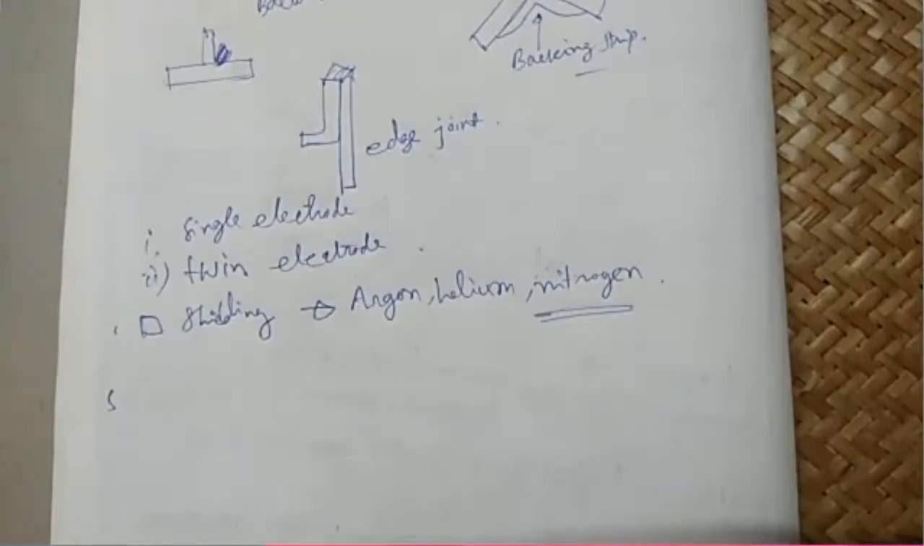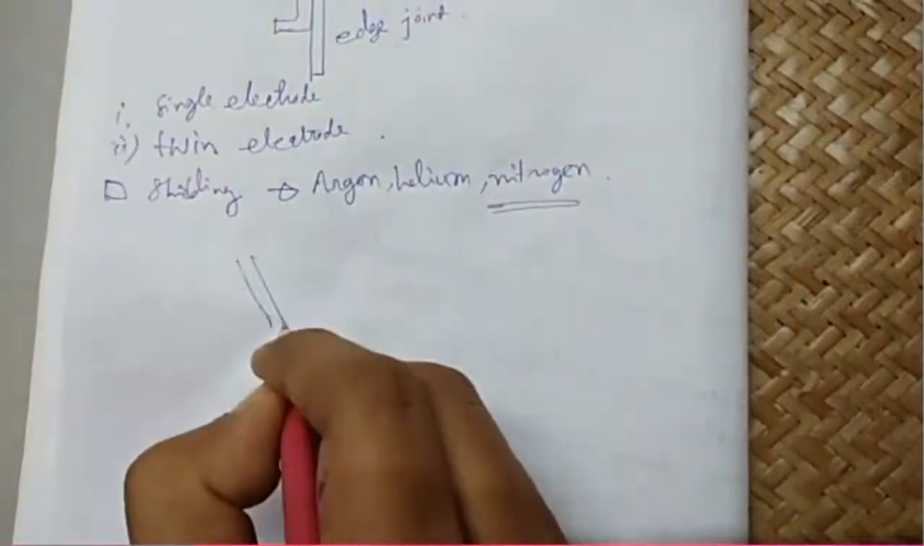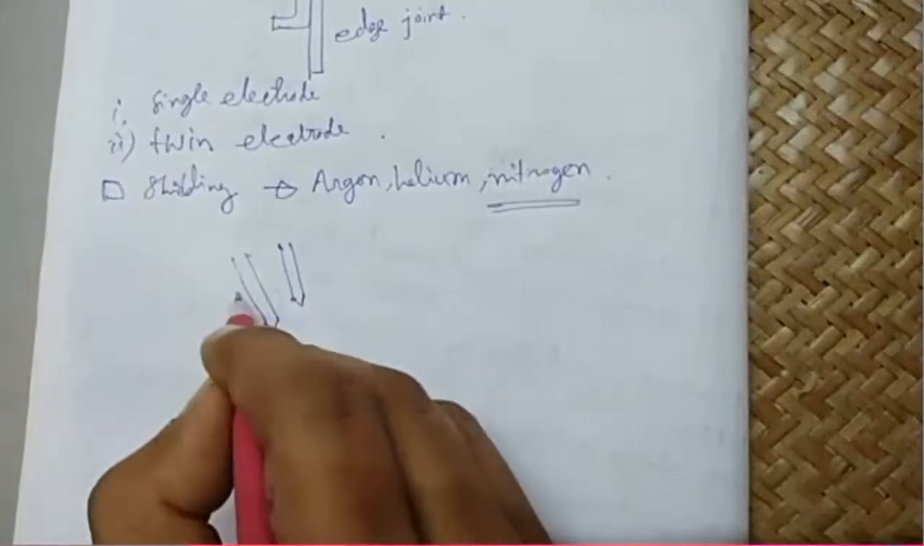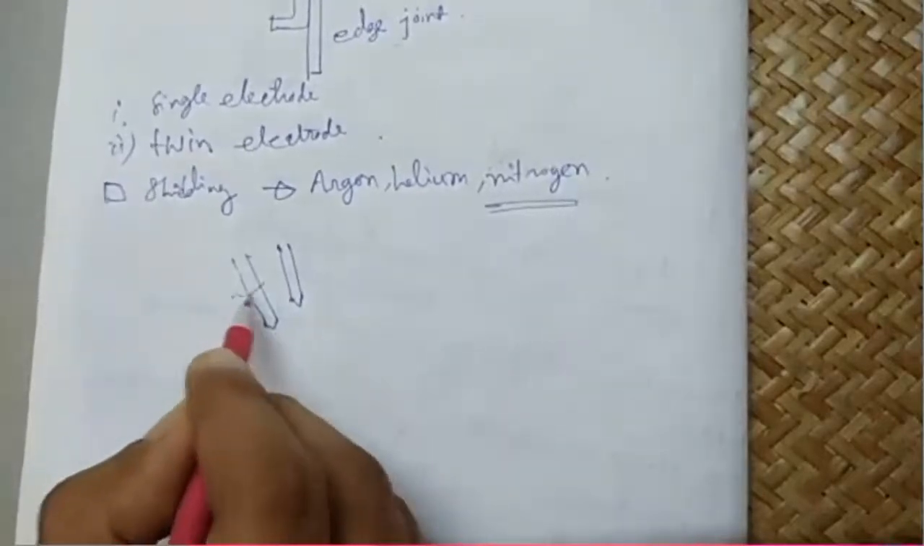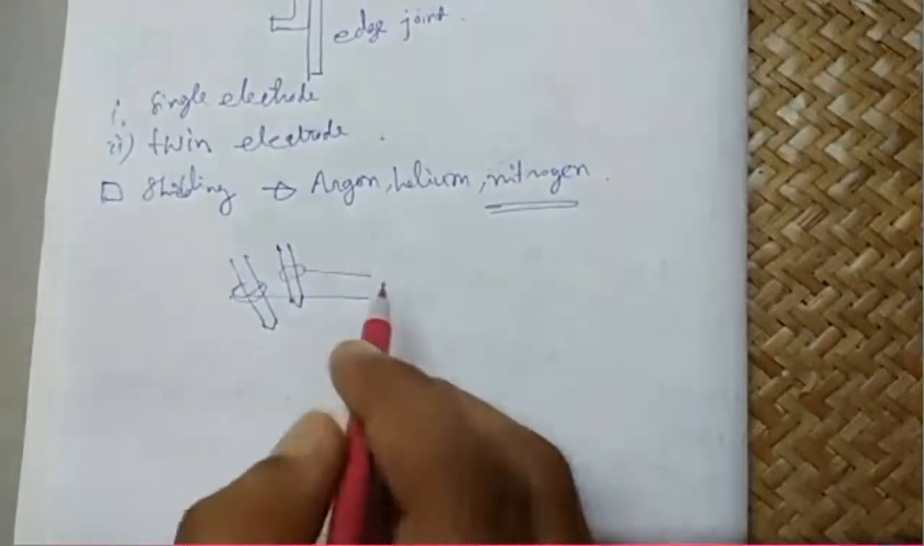And there are some adjustments also. It looks like I'm trying to draw it. The electrode holder is a little special type.